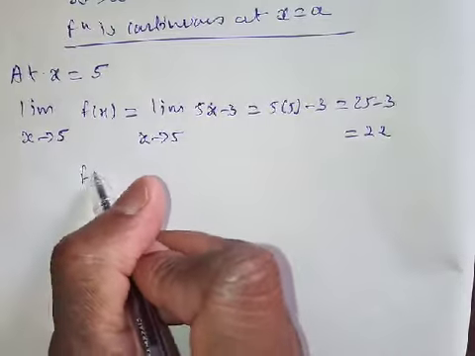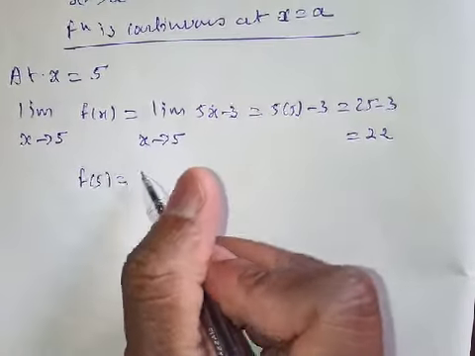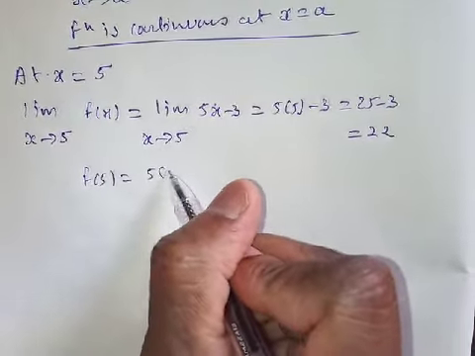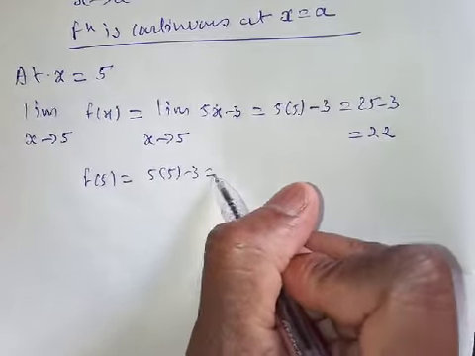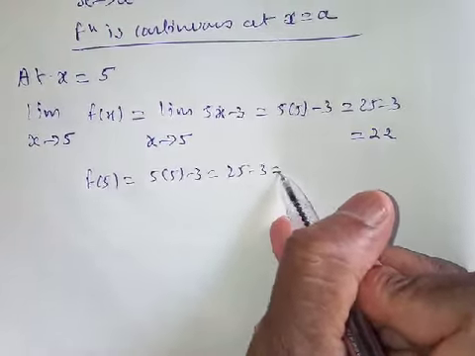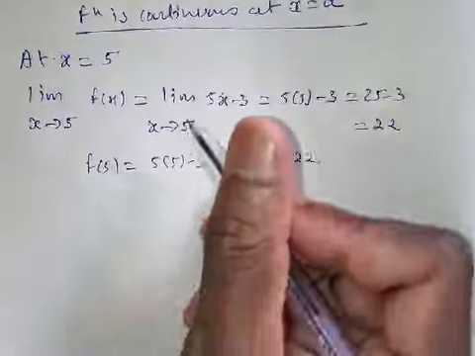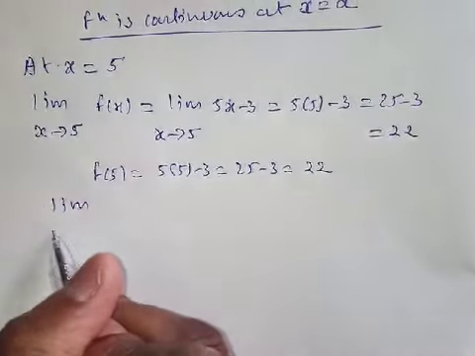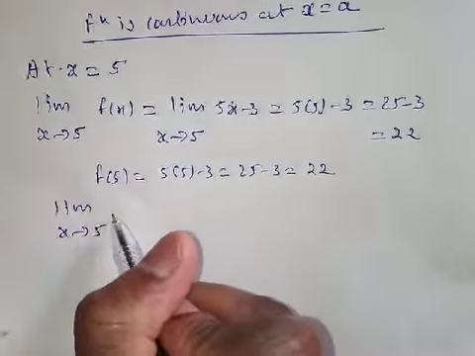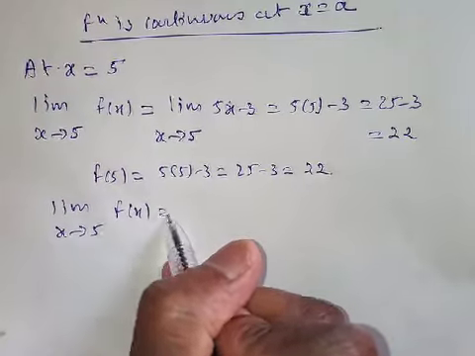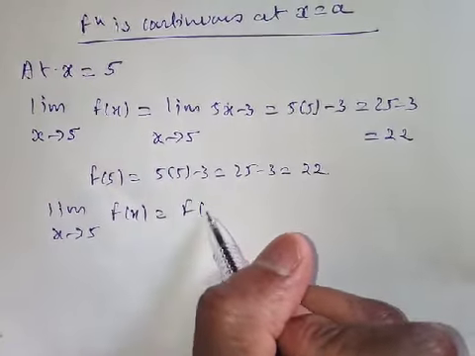What is f of 5? F of 5 is 5 into 5 minus 3. So 25 minus 3, which is 22. So what is proved? Limit x tends to 5, f of x is equal to f of 5.